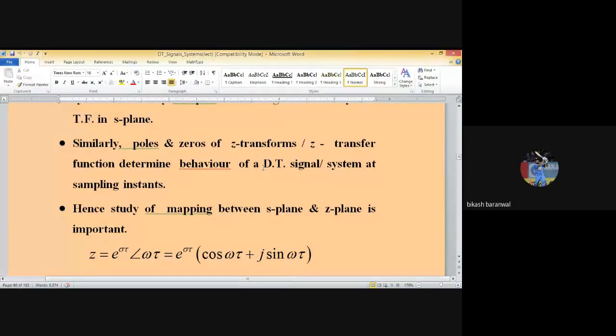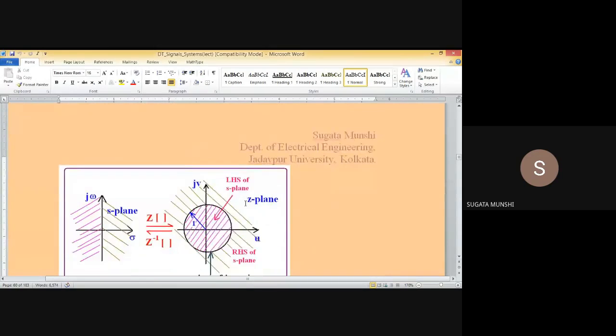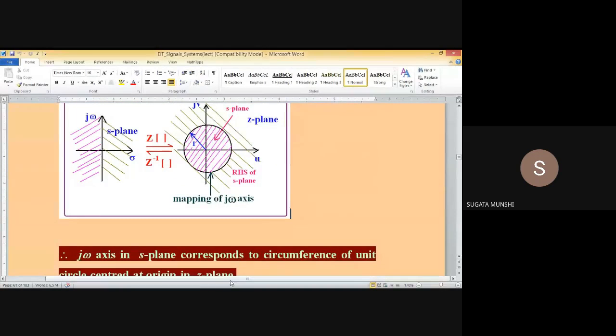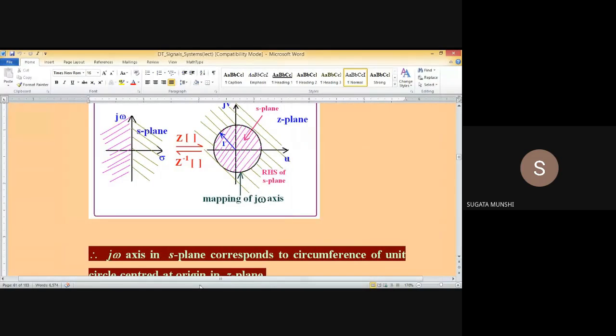Yes, sir. Okay, so that's what we were discussing last day, the mapping between S plane and Z plane. So we know that the j omega axis in the S plane will map onto the circumference of a circle of radius 1 centered at the origin in the Z plane. All right. The left half of the S plane will map into the interior of this circle, and the right half of the S plane will map into the exterior of this circle. So that was the overall thing that we observed. But there are finer details that we want to explore now.